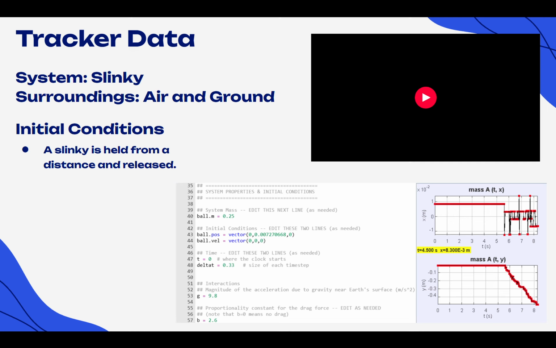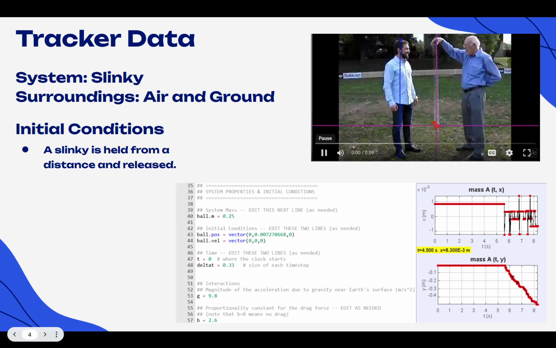In the coding, the initial conditions were that the ball weighed 0.25 kilograms. This is the initial position and velocity vector. The delta t was 0.33 seconds. The gravity constant is 9.8, and then b equals 2.6, which goes into the drag equation. And this is the tracker data.